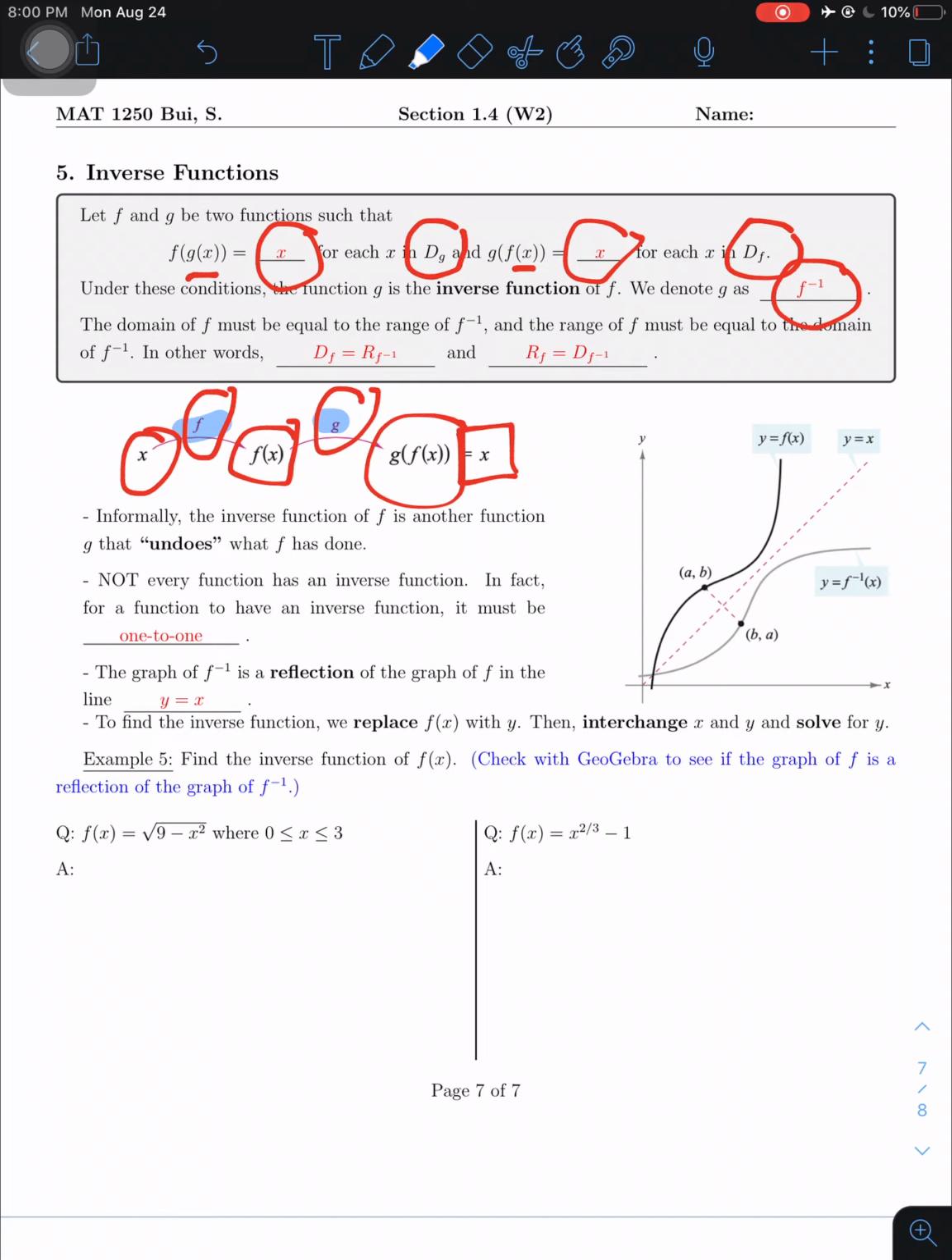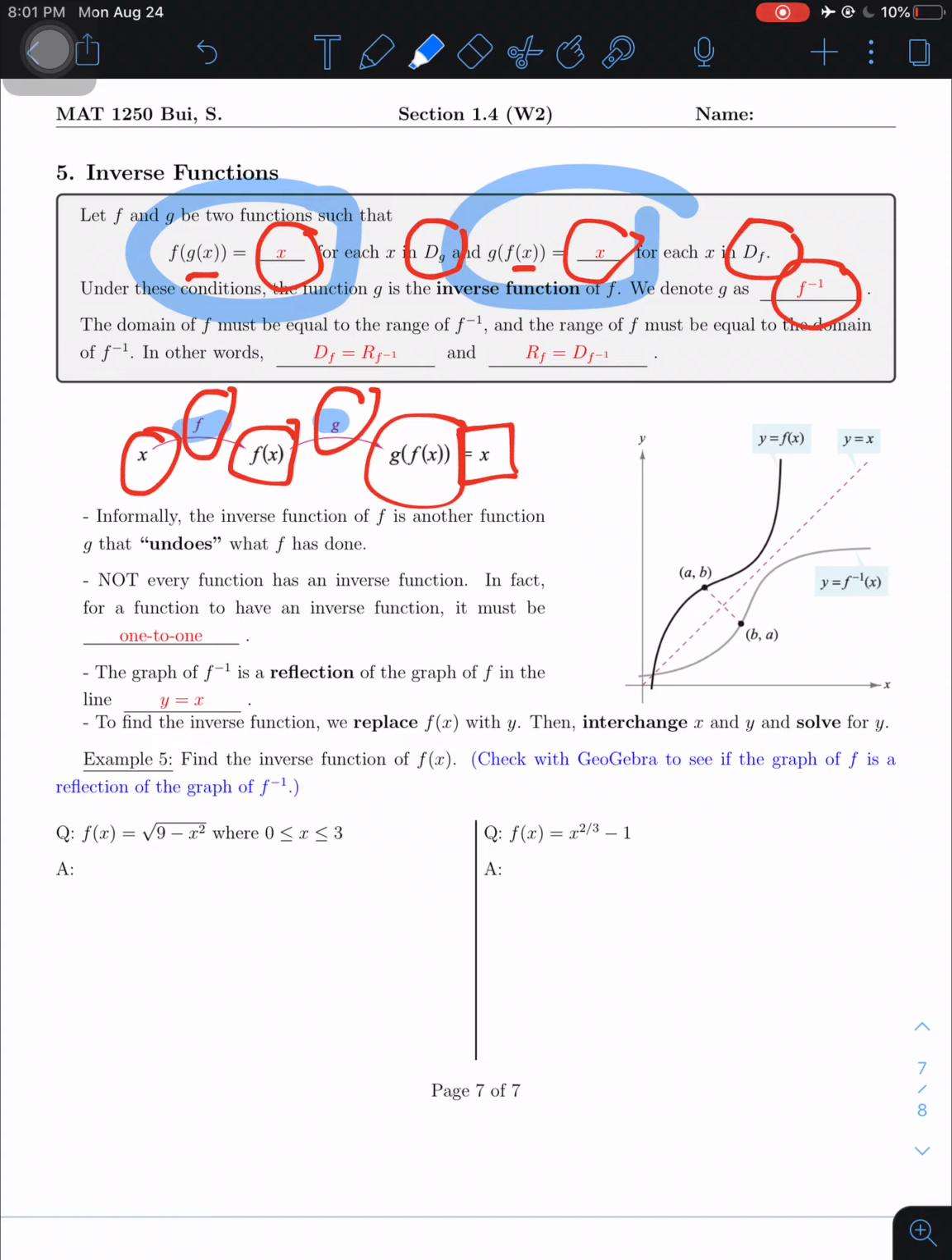Okay, so that has a lot of testing in there. You have to plug g into f to figure out if the answer is x or not, and you also have to plug f into g to figure out if you're going to have x or not. Usually one way will be enough, you just have to do either this or that, but if you want to rest assured that f and g are inverses of each other, I recommend doing both. Informally, the inverse function of f is another function, g, that undoes what f has done. I'm going to show you what it means by undoes in an example in a second.